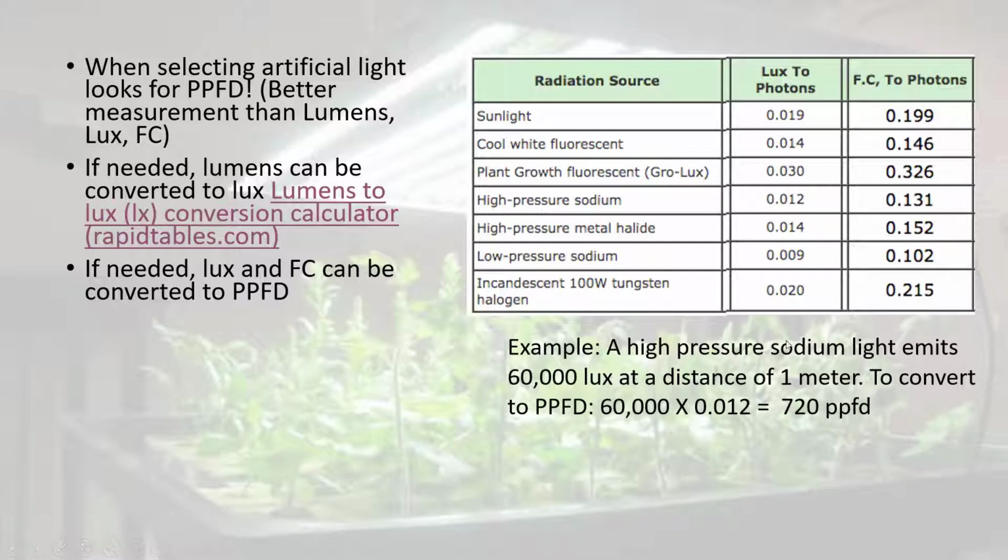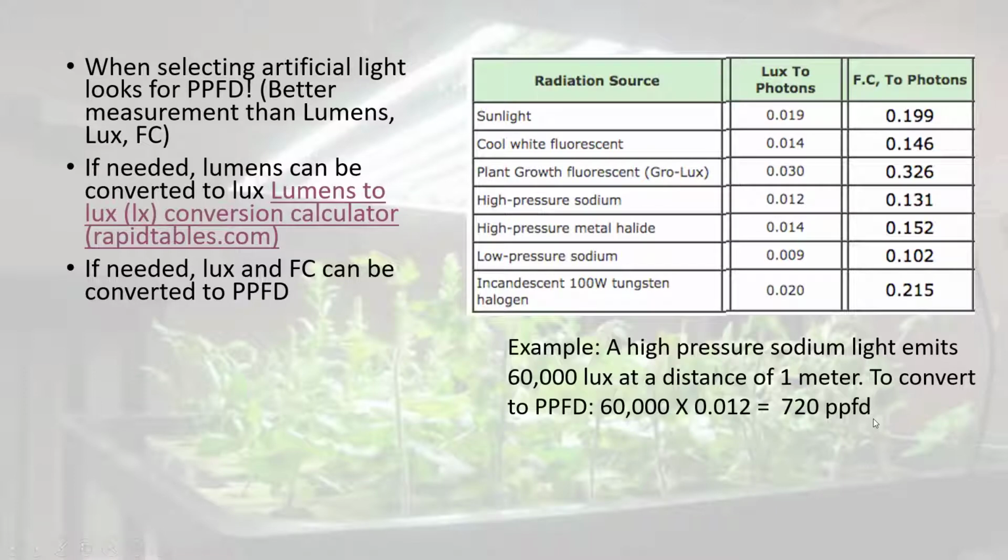We have a high pressure sodium light that is emitting 60,000 lux at a distance of 1 meter. So that's what it's telling me. And I want to convert that to PPFD because I want to compare some lights. I would take that 60,000, it's a high pressure sodium, I would multiply that by 0.012 to get the PPFD value, right? So that's an example of one way we can convert lux, if that's all we have, to PPFD.